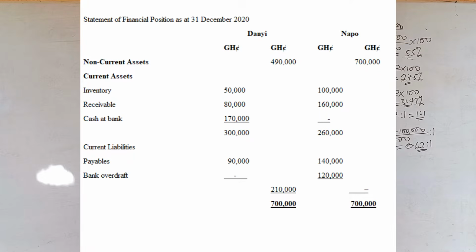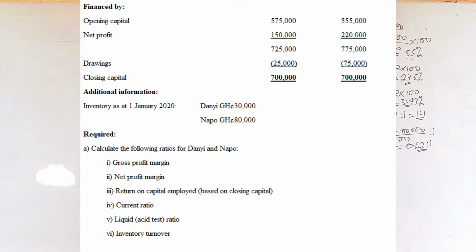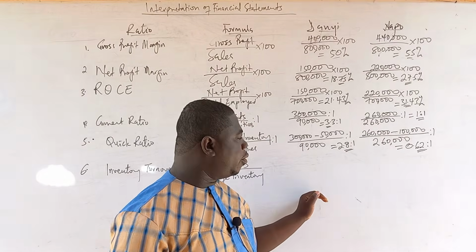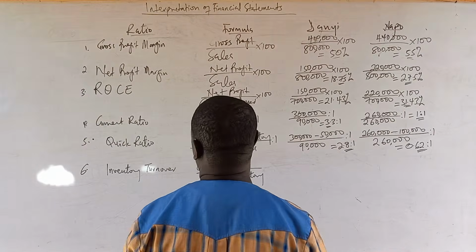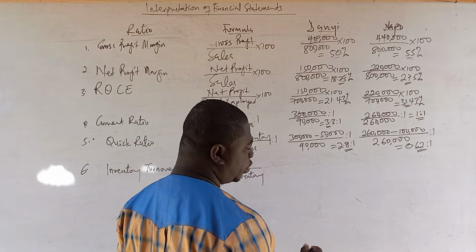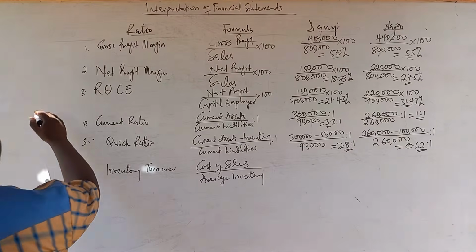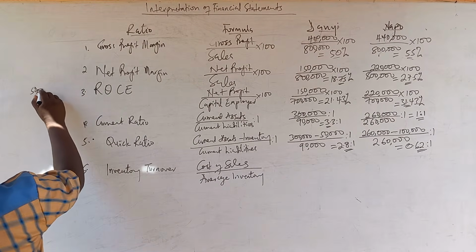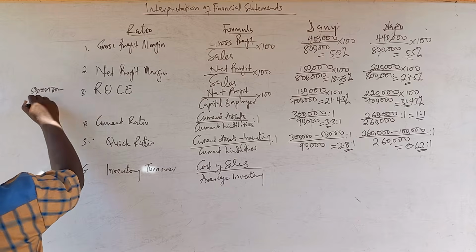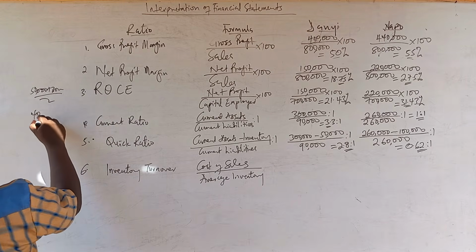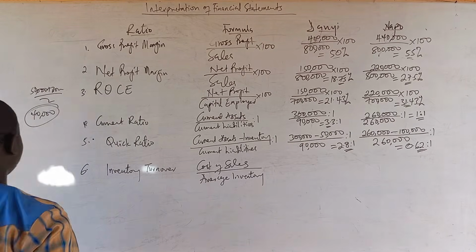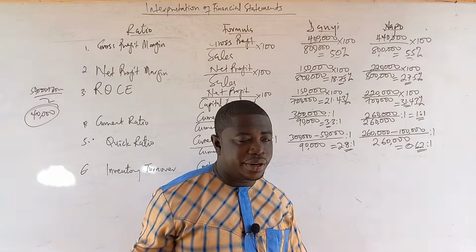So the closing inventory for Danny is 50,000 as we have seen, and the opening inventory is 30,000. So we are going to have 50,000 plus 30,000 divided by 2. That is going to give us 40,000. These things are just rough work. You can do it elsewhere.